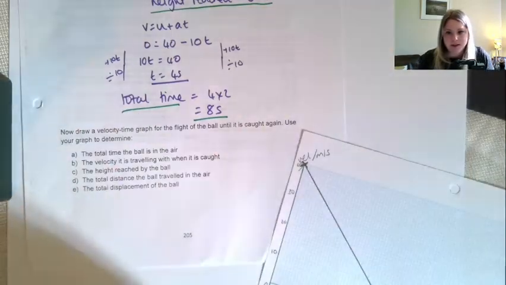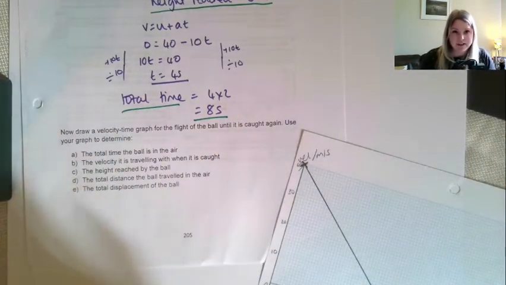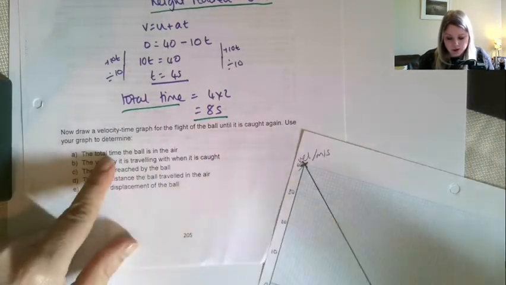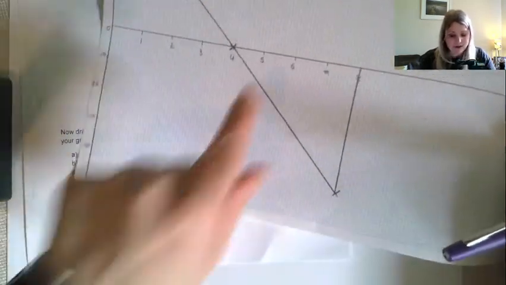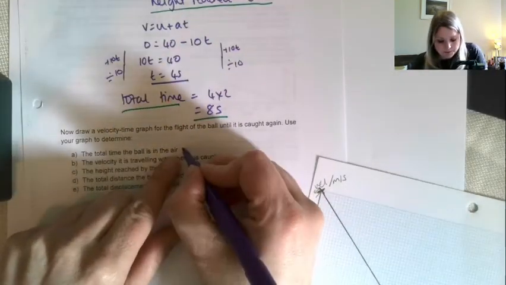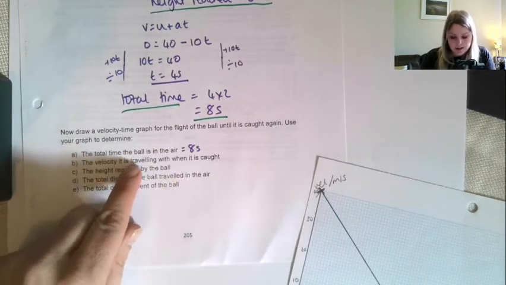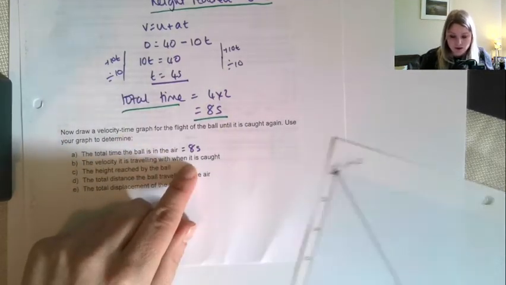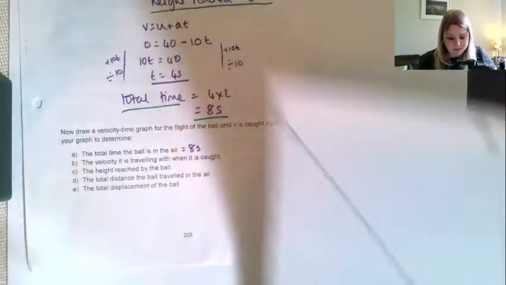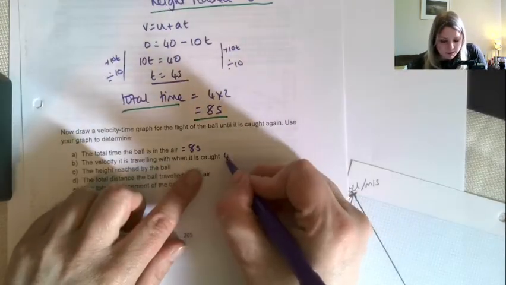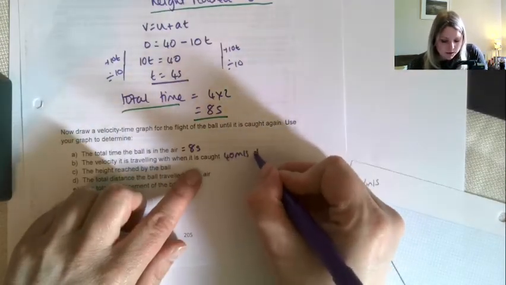So this is asking us to use our graph to calculate a few things. Some of them we have already. The total time the ball is in the air, well, that's the 8 seconds, so we'll just write that in there. The velocity it is travelling with when it is caught, well, we've already figured that out. That's the 40 meters per second downwards.